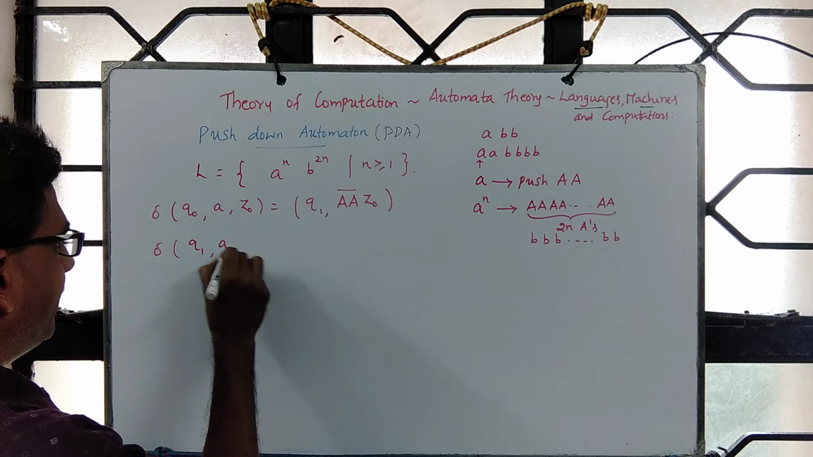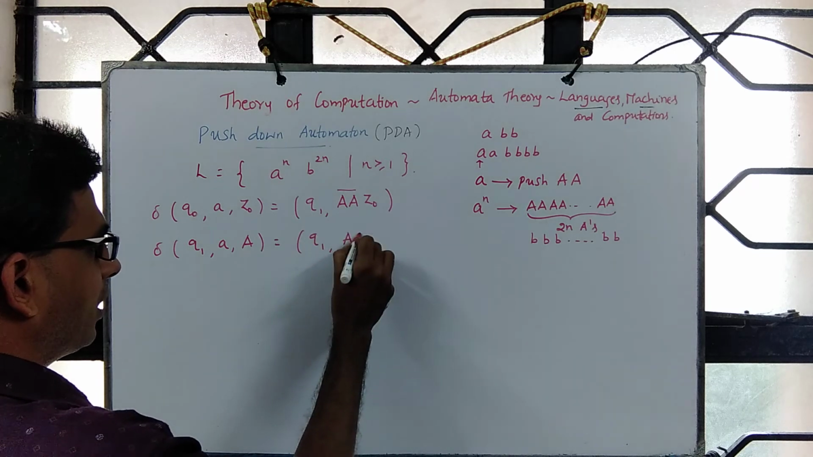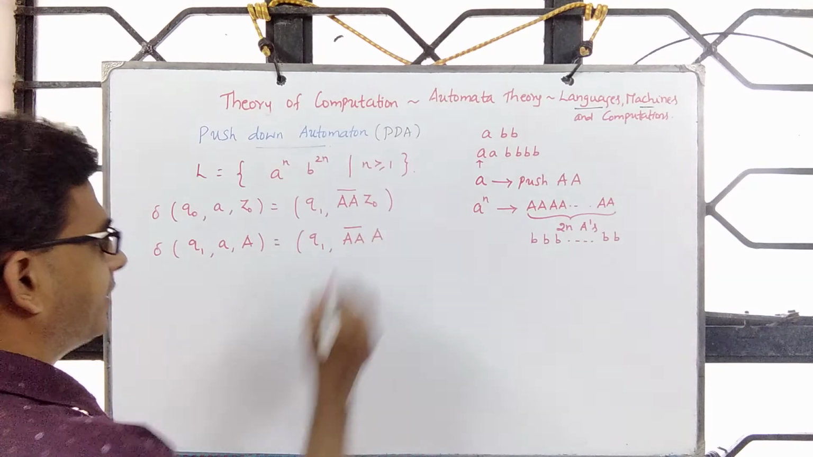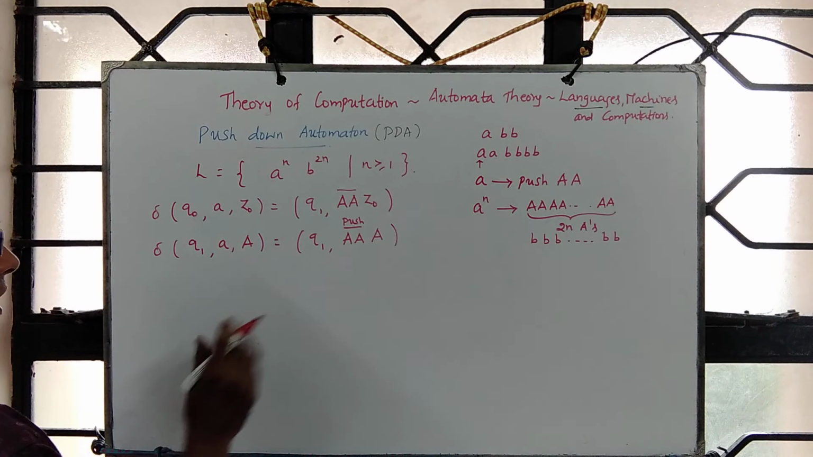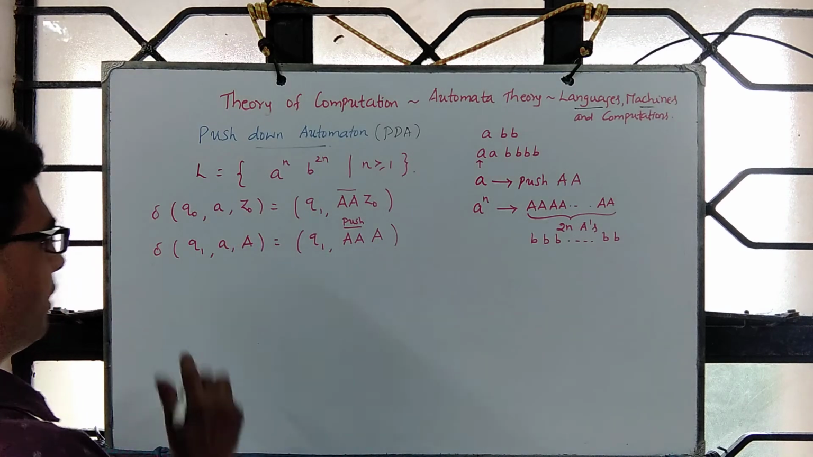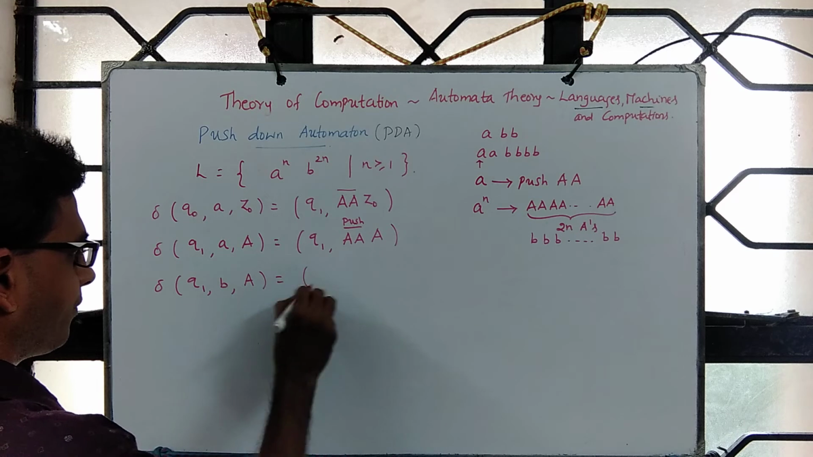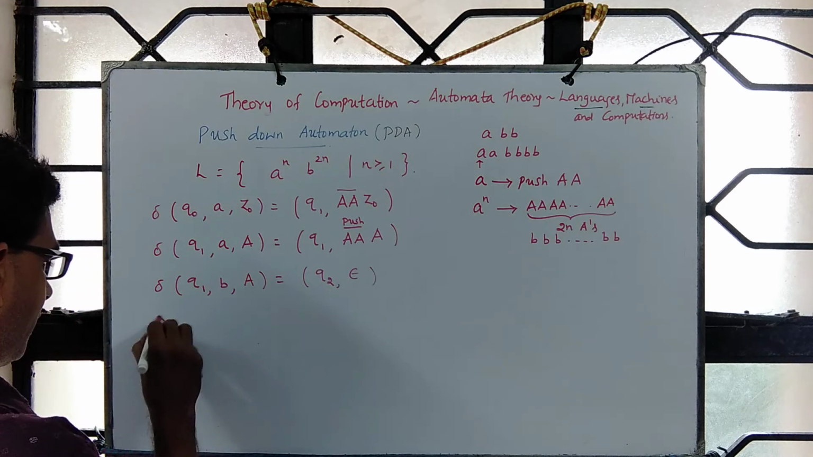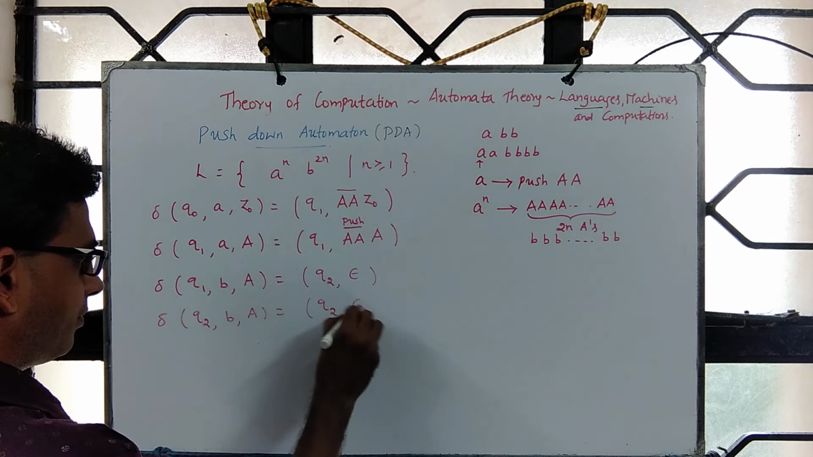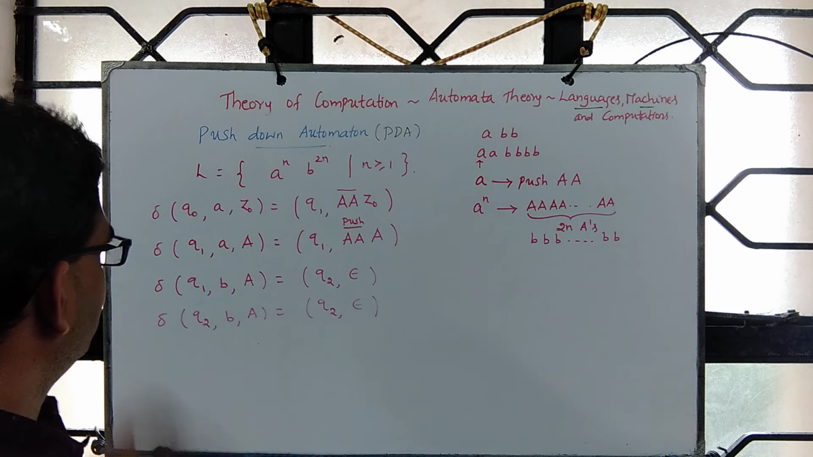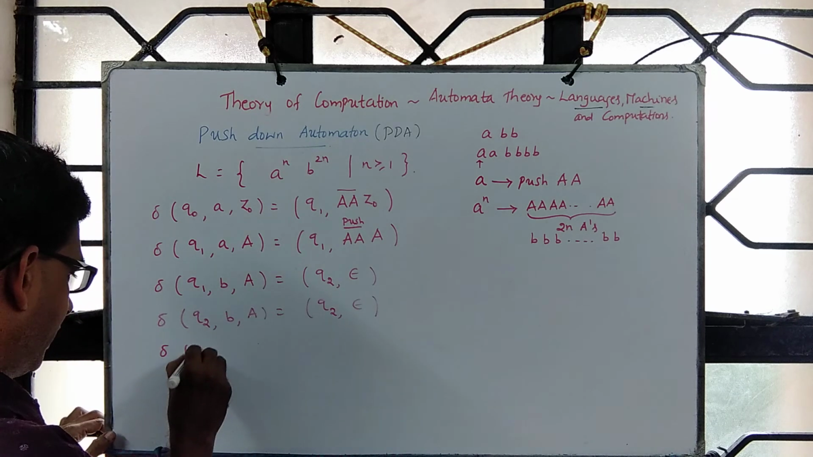Now we are at q1, we read a small a, the top symbol is A, which means we continue to stay at q1 and push two symbols, and Z0 is already there on the stack. Now at the end of this, we have completed reading a's. Now we start reading b. The top symbol is capital A. Perform pop. So continue to stay at q2 and perform the pop operation. So this takes care of push and this takes care of pop.